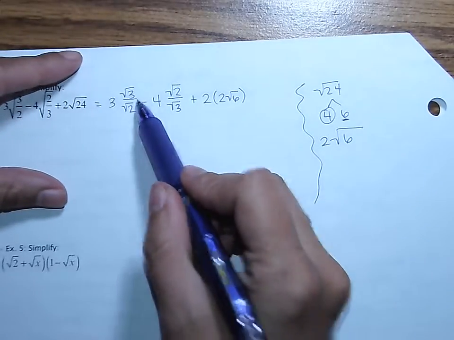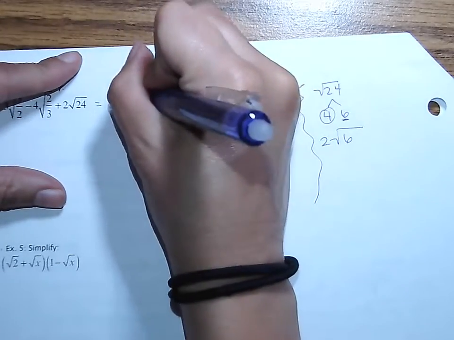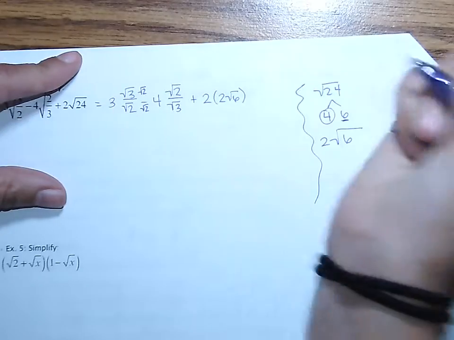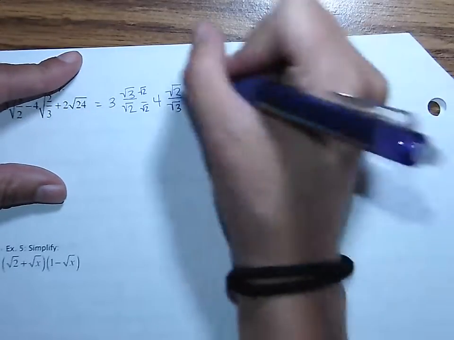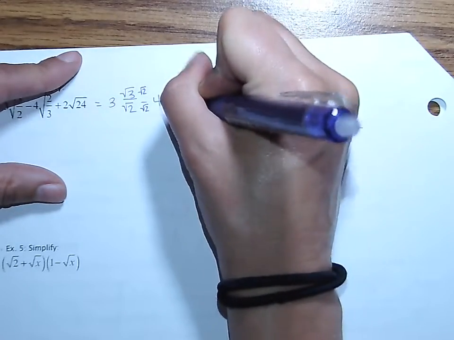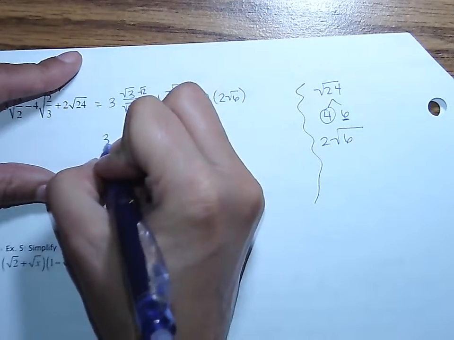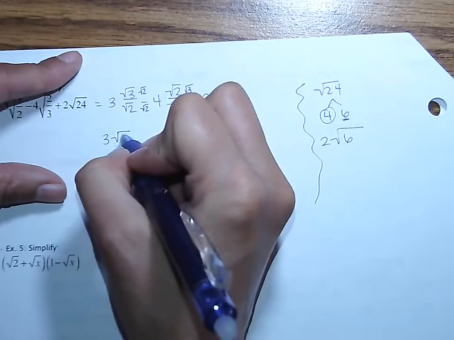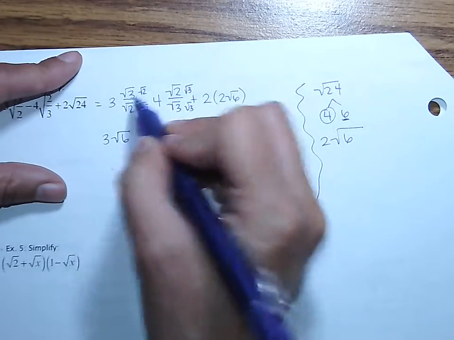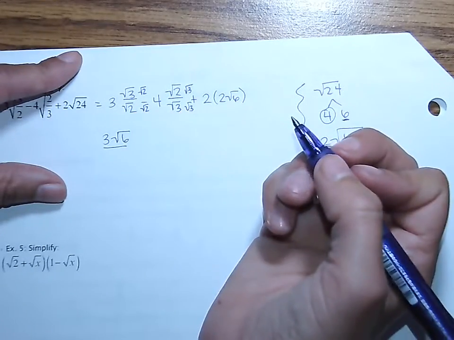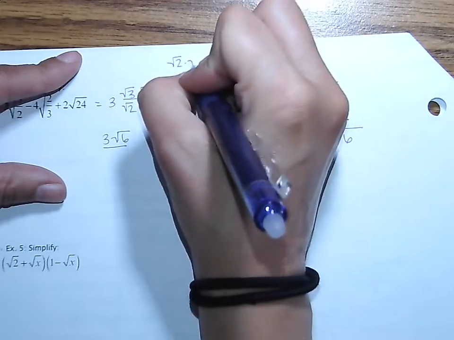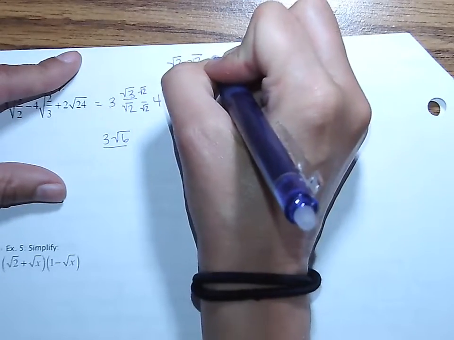Now I have to rationalize these denominators, so I need to multiply by root 2 over root 2 for this one, and this one needs to be root 3 over root 3. This will give me 3 root 6. I can multiply them because they're both inside a radical, over, and then square root of 2 times square root of 2 is just 2.